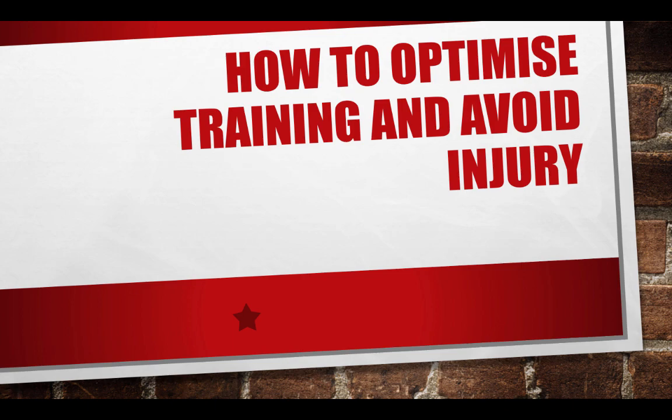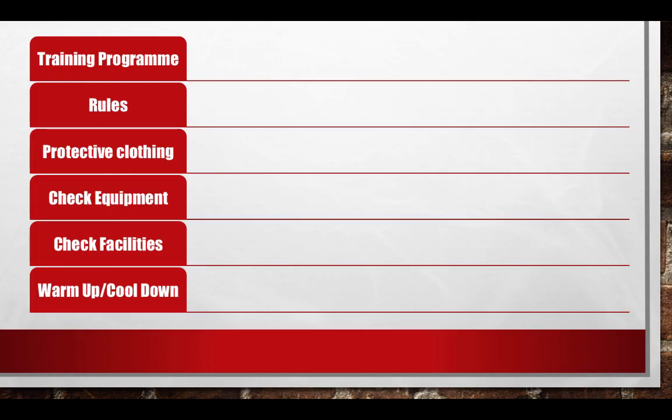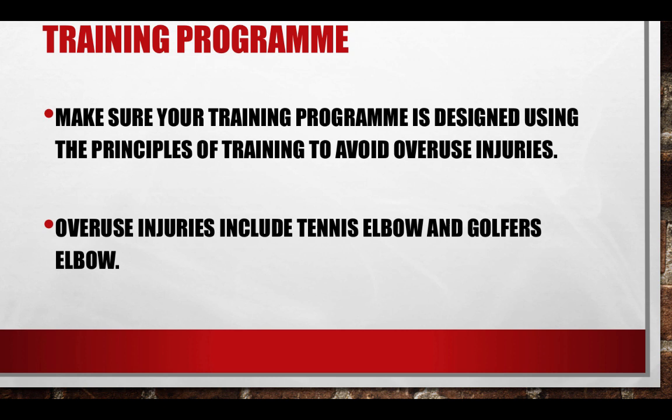How to optimize training and avoid injury. Getting injured from playing sports or taking part in physical activity is not inevitable. However, if you follow the following 6 simple rules, these will help optimize your training and avoid injury. Training programs, rules, protective clothing, checking equipment, checking your facilities, warming up and cooling down. Training program: make sure your training program is designed using the principles of training to avoid overuse injuries. Overuse injuries include tennis elbow and golfer's elbow.